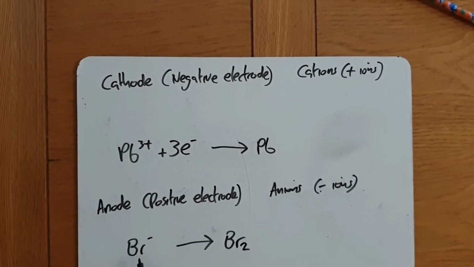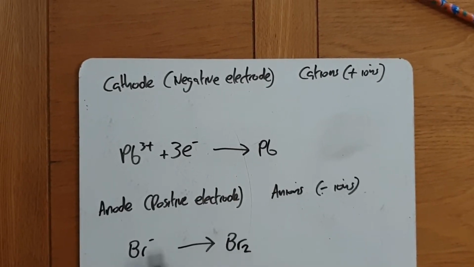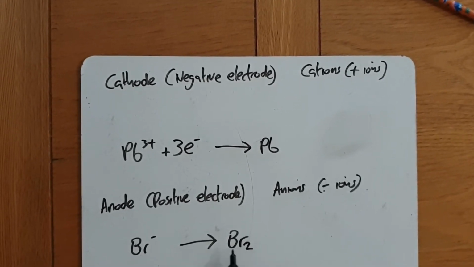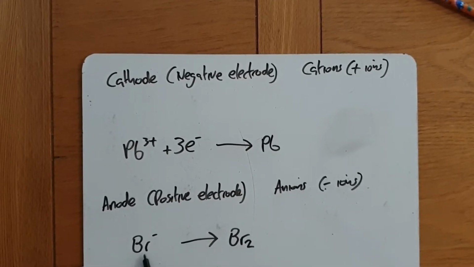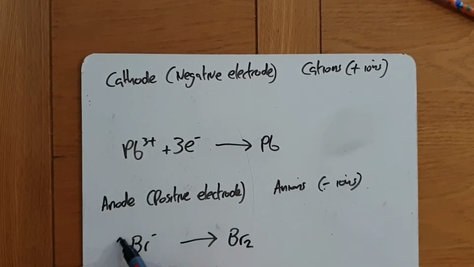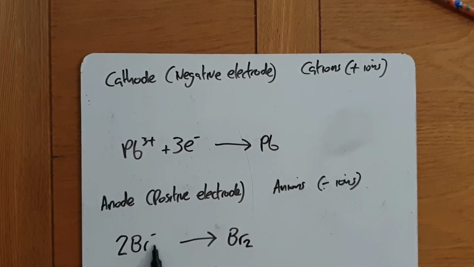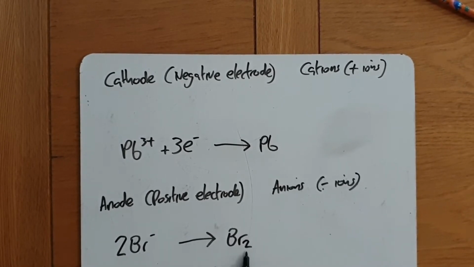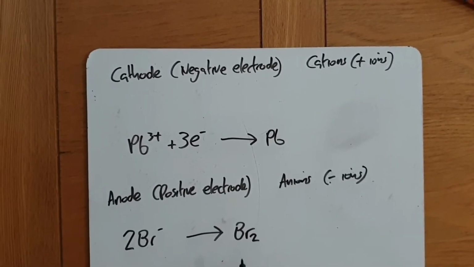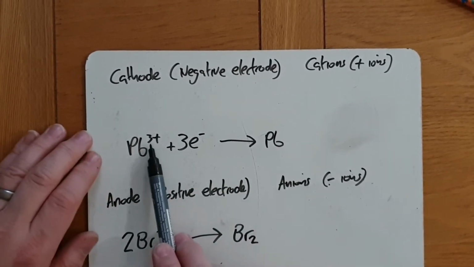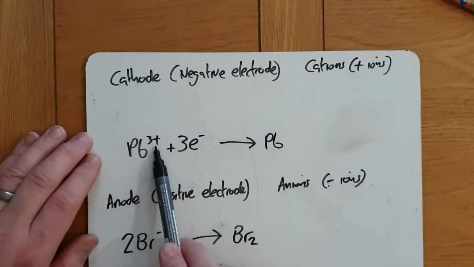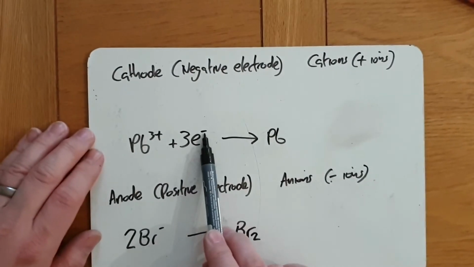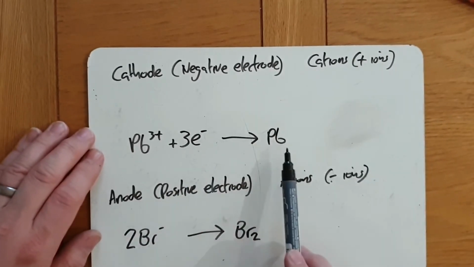Okay, so let's work out a way of balancing this first. Br2 means we're going to need 2 bromines, so we're going to need to put a big 2 over here. So we've got 2 lots of Br- will turn into Br2. We've balanced the bromines, but we need to balance the charges. If you look at this one, we've got 3 positives and 3 negatives. 3 positives, 3 negatives cancel out.